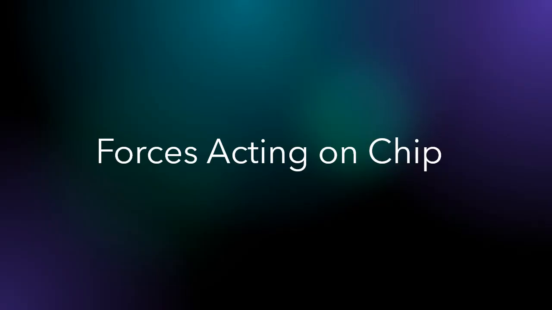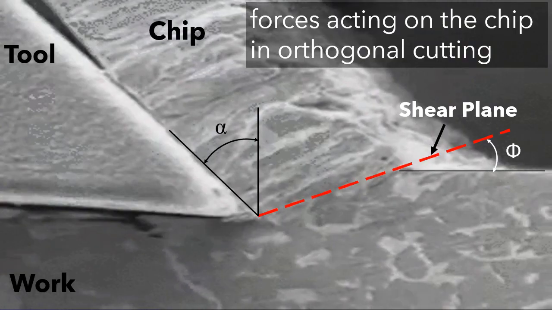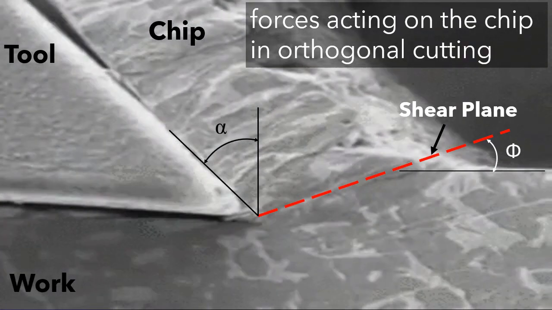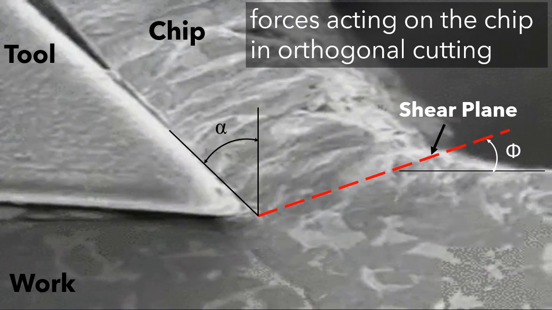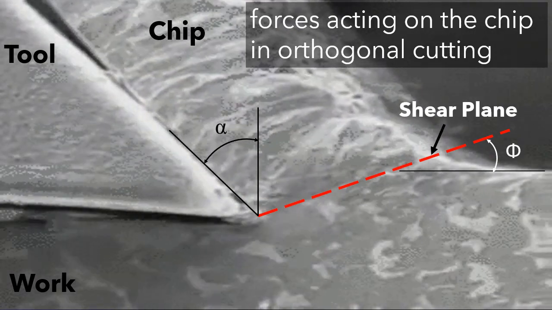Several forces can be defined relative to the orthogonal cutting model. Based on these forces, the shear stress, the coefficient of friction, and certain other relationships can be defined. Consider the forces acting on the chip during orthogonal cutting.